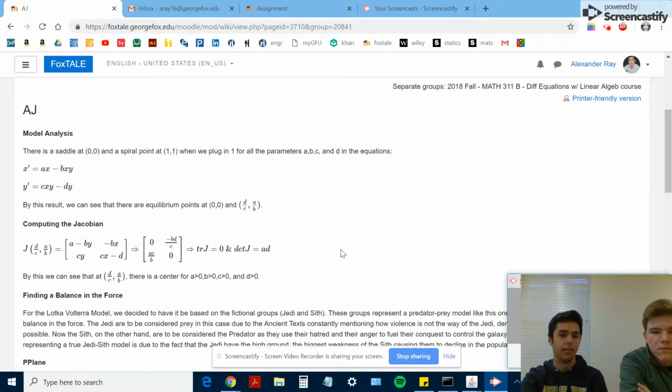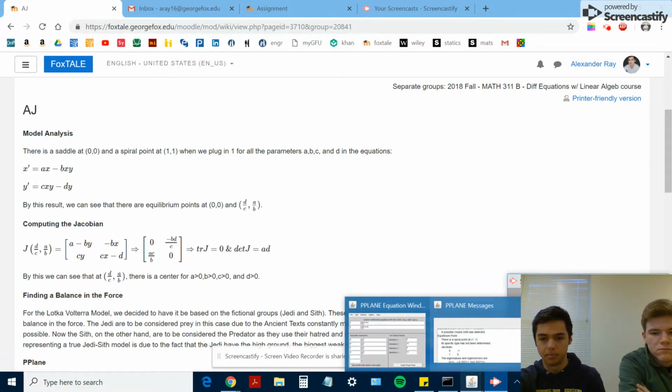There it is. So yeah, we went ahead and computed the Jacobian, and this is the general form of the Jacobian. So when you compute the trace and determinant, you can see that D over C and A over B, that's a center point when you have the system in equilibrium.